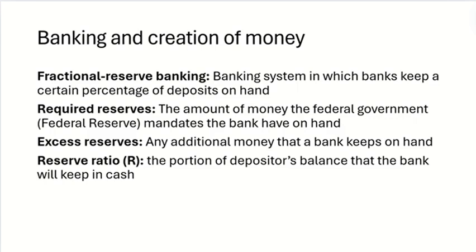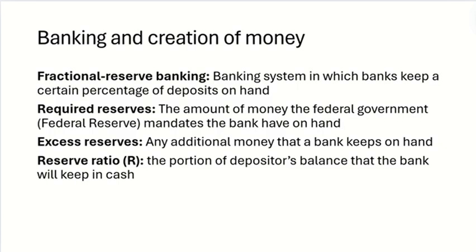The second term is required reserves. This is the amount of money the federal government, also known as the Federal Reserve in this case, mandates that a bank have on hand. This is sort of an insurance policy to make sure the banks have enough money on hand in case there were a large demand for withdrawals.